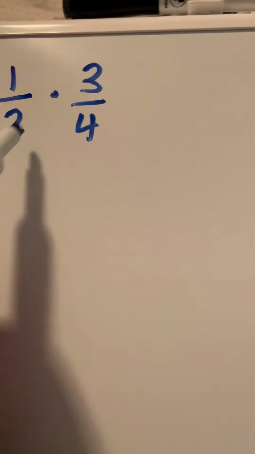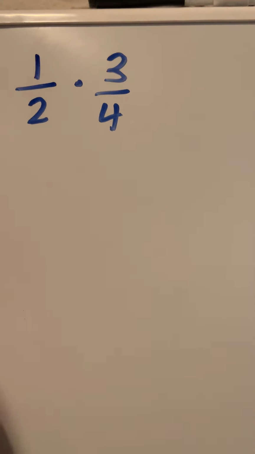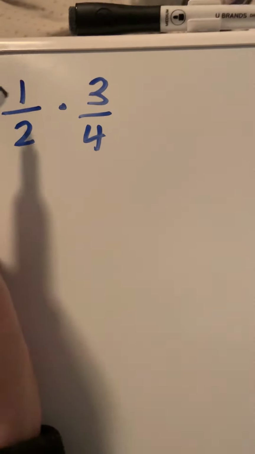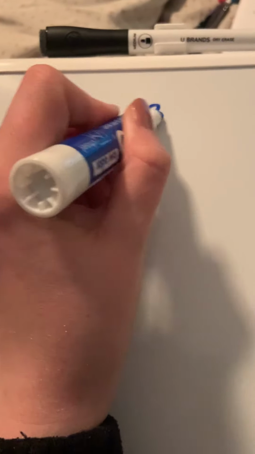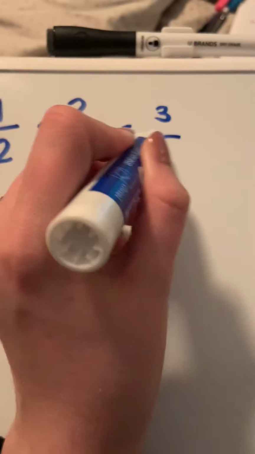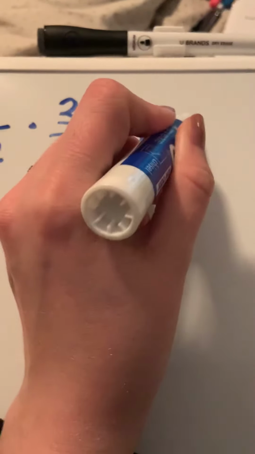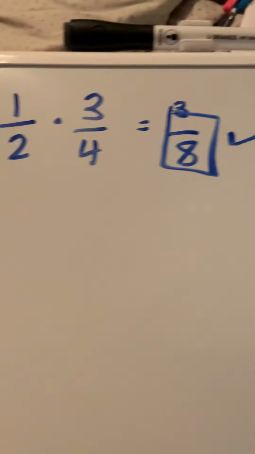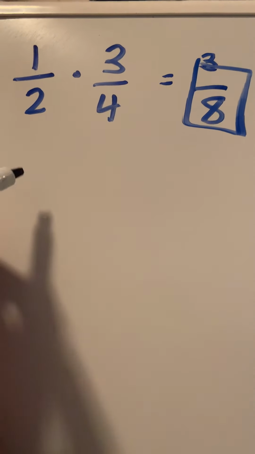So when we multiply fractions, what are the rules? Well, I can just go straight across. So 1 times 3 gives me 3. 2 times 4 is 8. 3 over 8. See if I can simplify. I can't. So 3 over 8 would be my final answer.